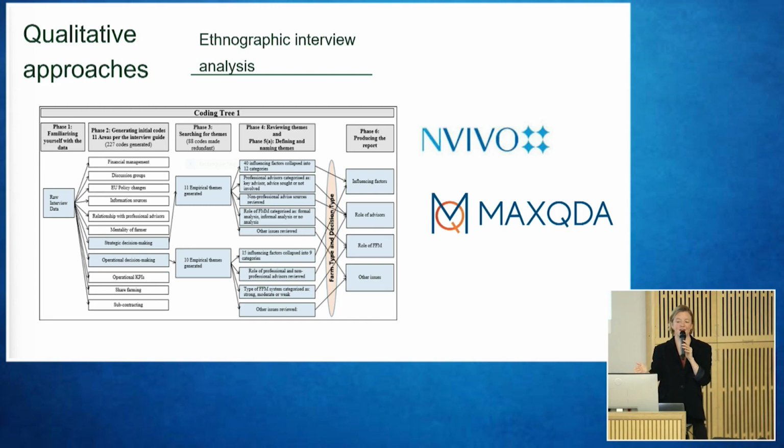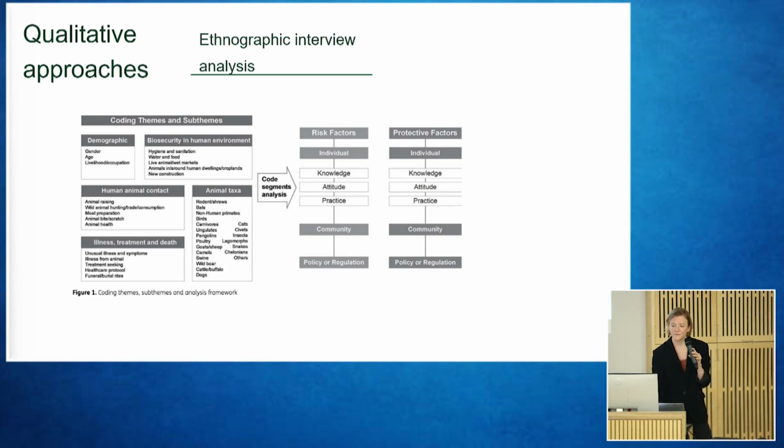So as these codes are organized, this is sort of the analysis flow that you would use. And it's an iterative process where the results emerge as you code theme and sub-theme. This is an example of the coding tree, or the coding themes, I should say, from that paper that I shared.